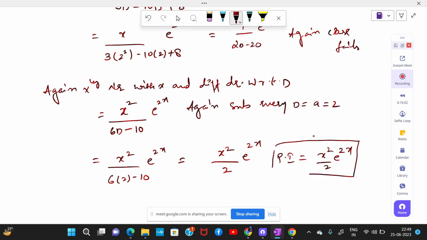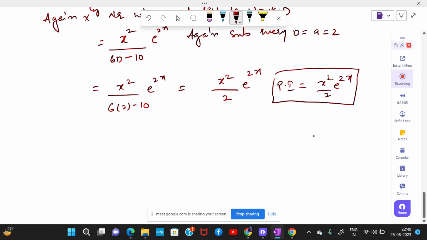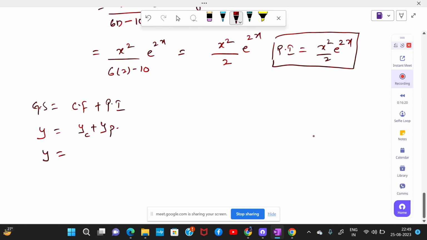Now write your general solution, where GS is complementary function plus particular integral. y is equal to y suffix c plus y suffix p. y is equal to what we got, the complementary function, e to the power of x, then plus the repeated root, c1 plus c2x e to the power of 2x, then plus x square by 2 e to the power of 2x. This is the complete solution.